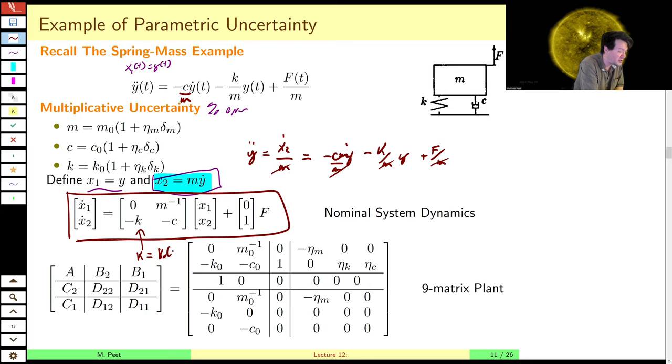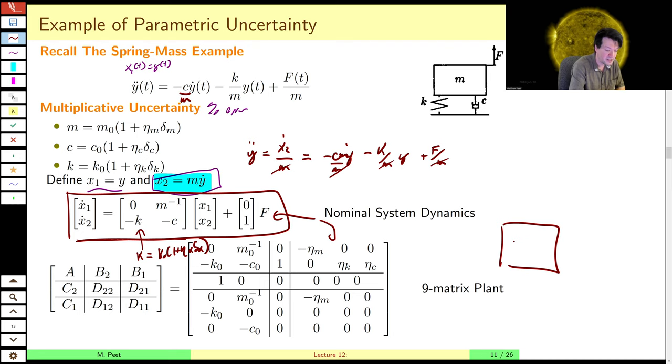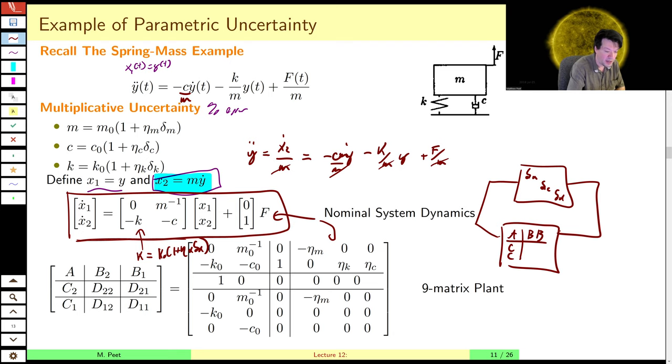So how do we construct the upper feedback interconnection such that our dynamics with the uncertainties in them is represented as the LFT of this system with an uncertainty where that is delta M, delta C, and delta K? Actually, it's the other way around, K and C. How do we define the C's and the B's and the D's and the A? Well, I've written down the answer here, but I'll go through the derivation of the answer in the next few slides.